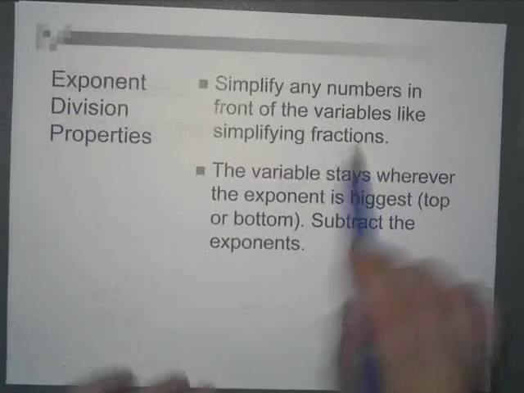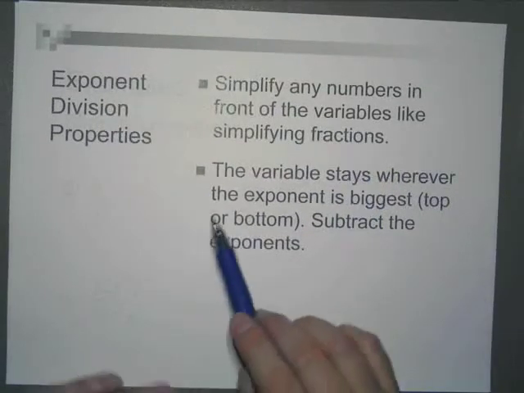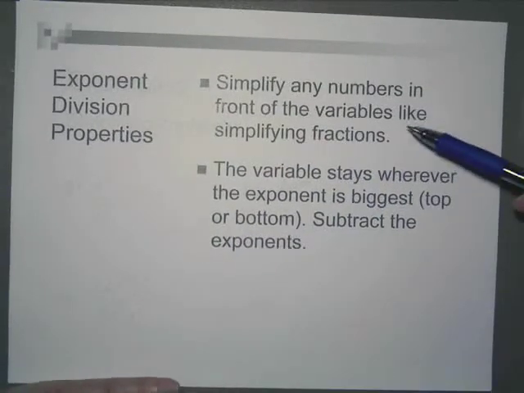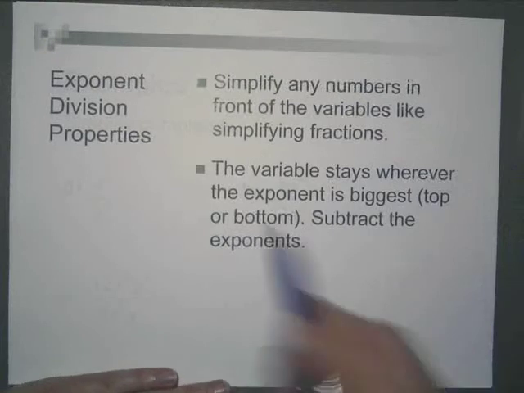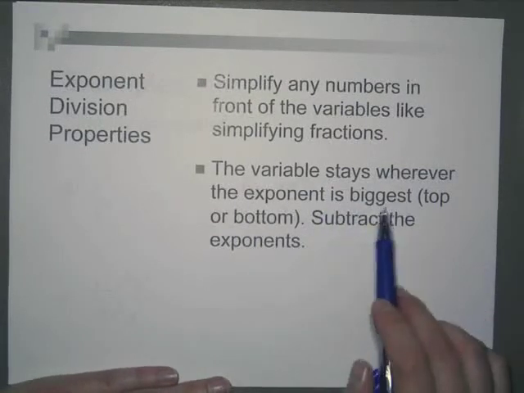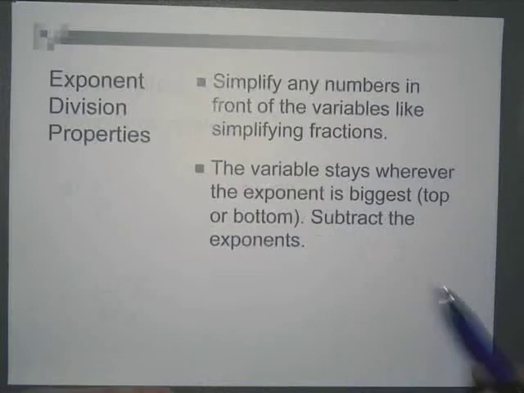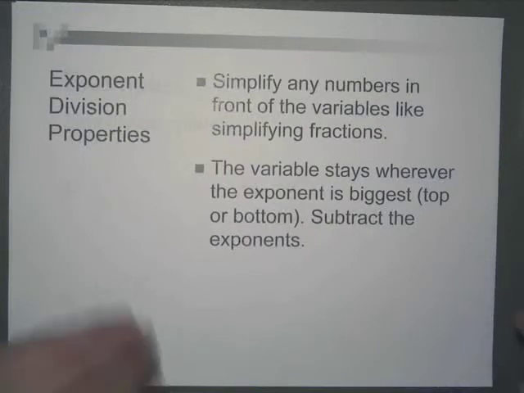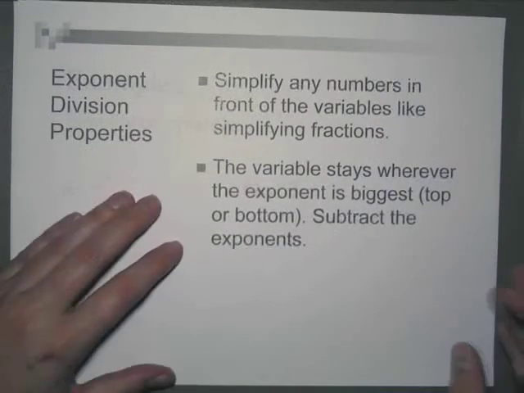Like before, the coefficients, the numbers, we multiplied those together. Here we're going to simplify them like fractions. The variable is going to stay wherever the exponent is biggest, and then we'll subtract our exponents. We'll understand the more we do some problems of these, so let's take a look at a few examples.